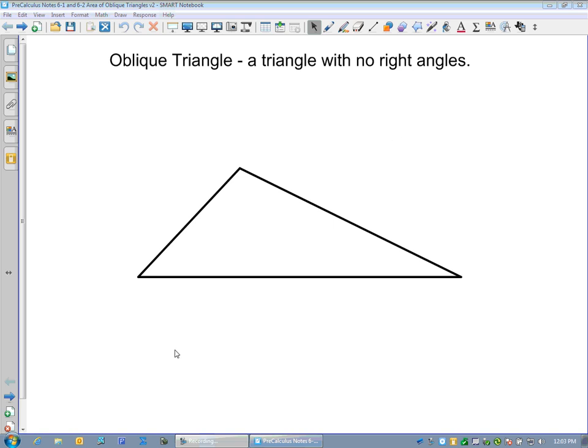So a quick comment about notation though. If you remember from geometry, we typically use a capital letter to denote the point that is the vertex of the triangle. So we can call this triangle ABC. And the capital letter can also be used to talk about the angles themselves. So this would be angle A, this would be angle B, and this would be angle C.